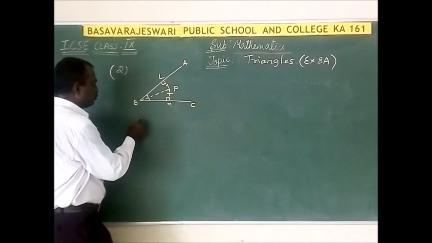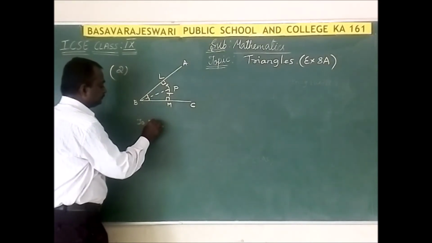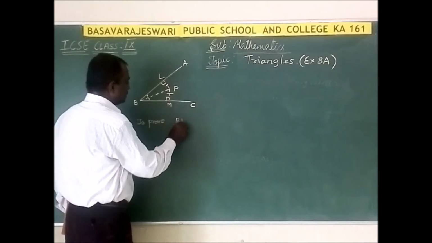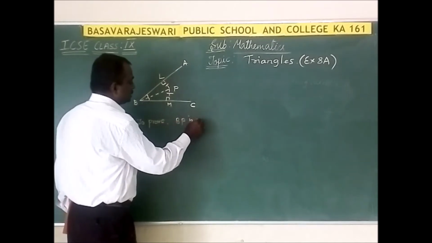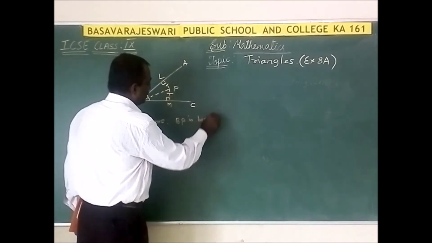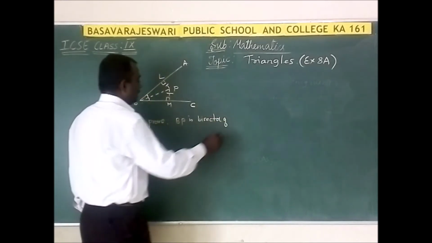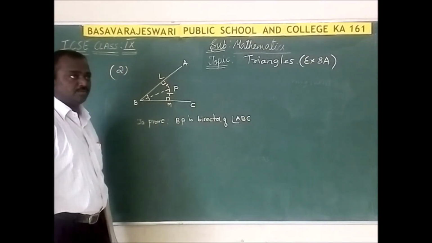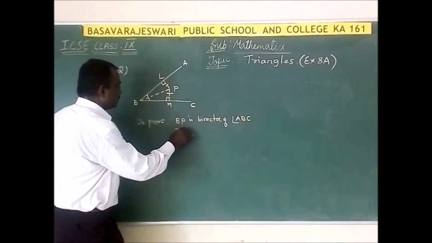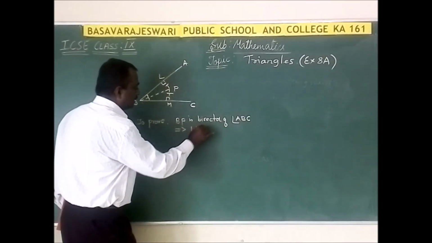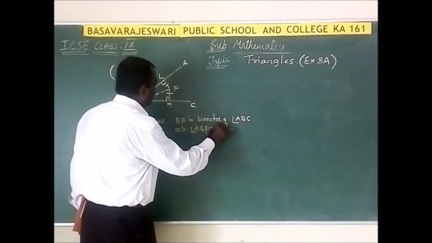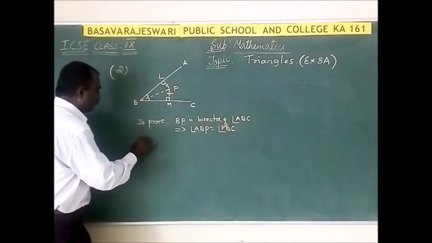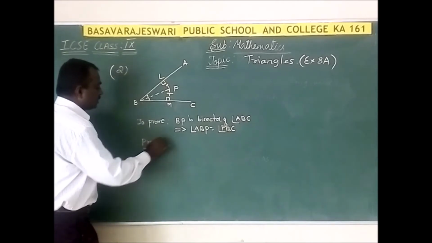We have to prove, so what do we have to prove here? To prove BP is the bisector of angle ABC. For that, this implies angle ABP is equal to angle PBC. So proof. We have to find out the proof.